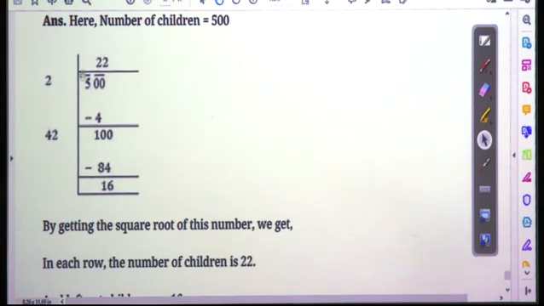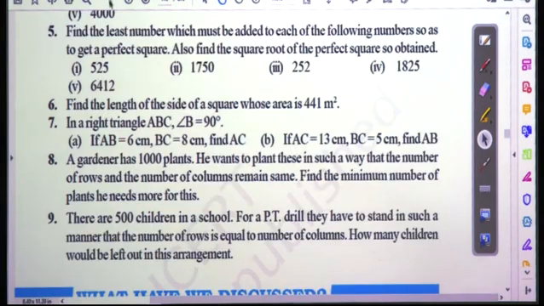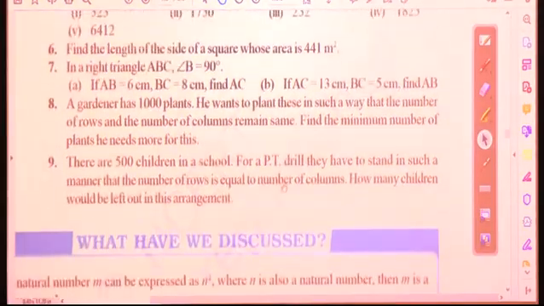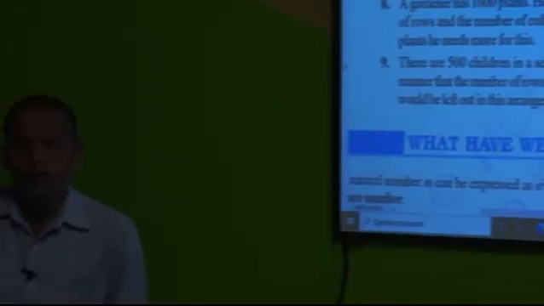In each row, how many students do we have to make stand? 22, and 16 will be left out. So in this way we can see how to calculate when more things are required or when things are left out or to be reduced.